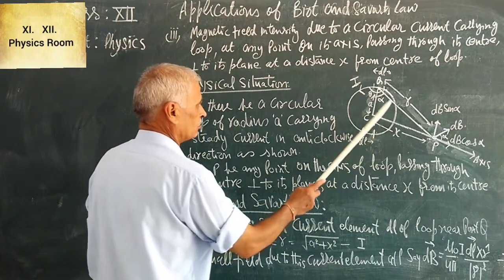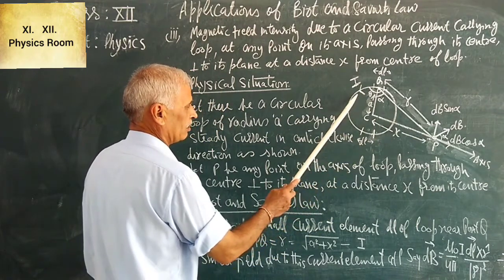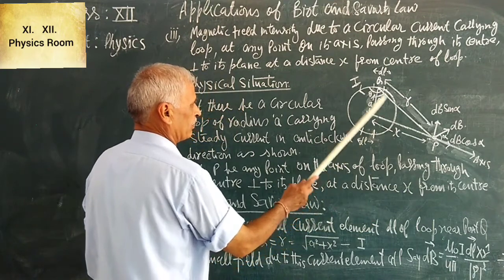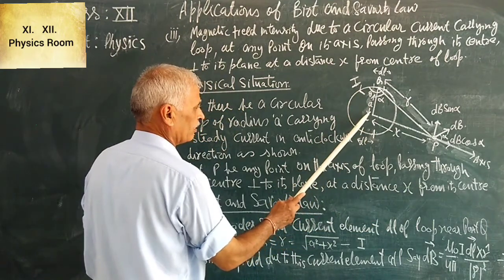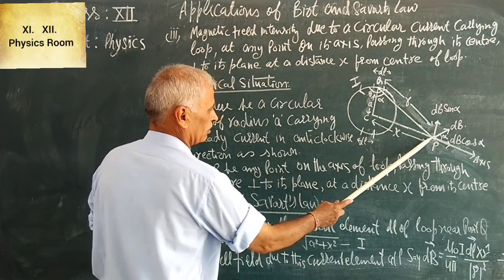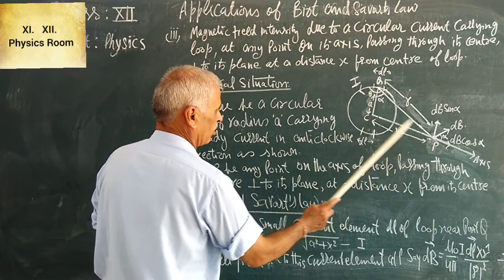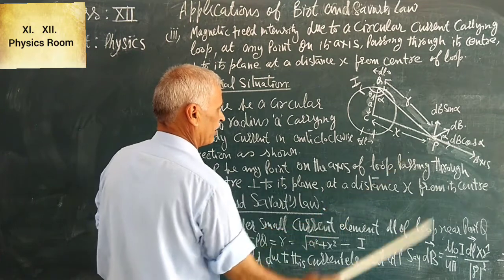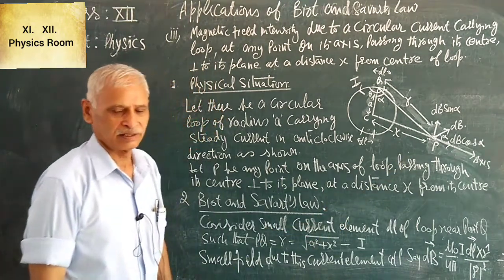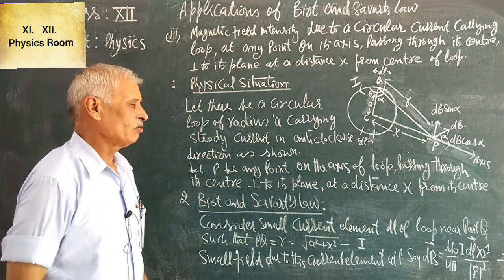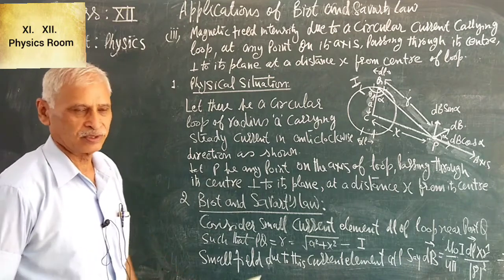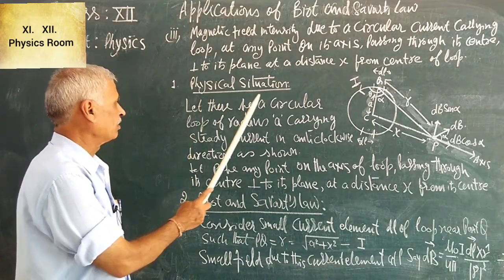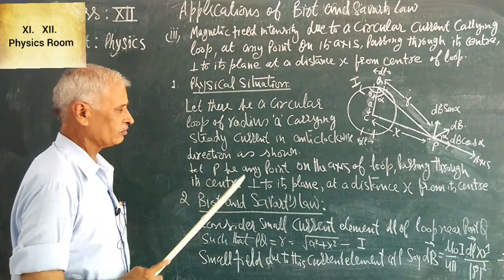This is the loop carrying steady current I. This is the axis of the loop passing through the center perpendicular to its plane, and this is the point P at a distance x from the center of the loop, where you are to find out the magnetic field intensity. Now we are to frame the physical situation. So in the first step we develop the physical situation.